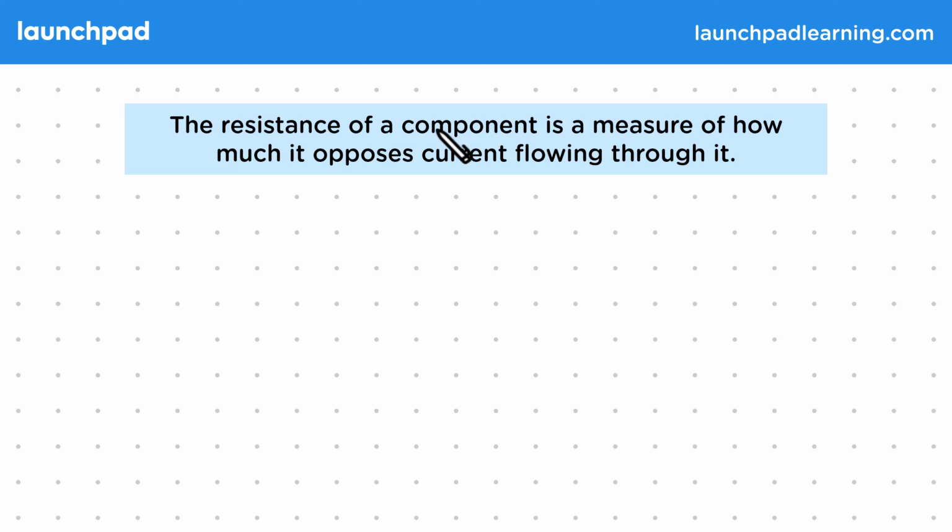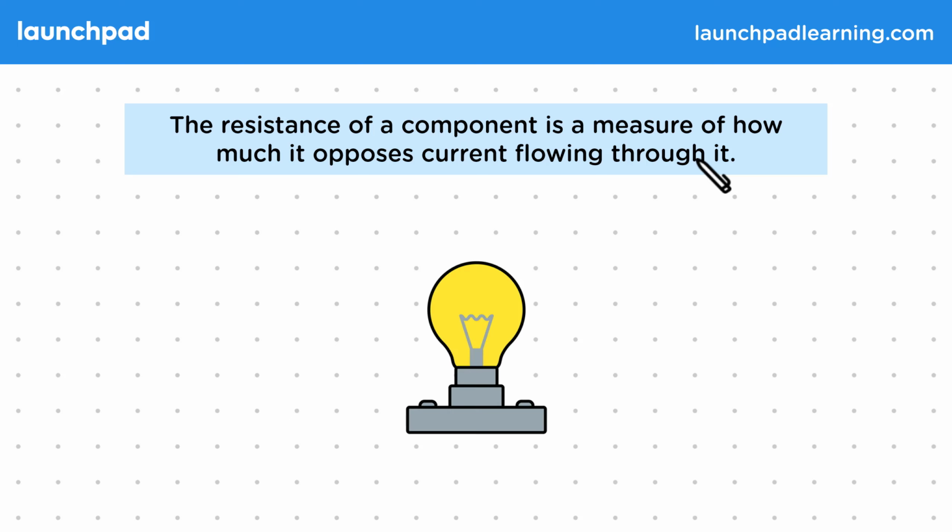The resistance of a component is a measure of how much it opposes current flowing through it. Let's consider a simple lamp that has an electric current flowing through it. Remember, this current will consist of delocalized electrons moving through the lamp.